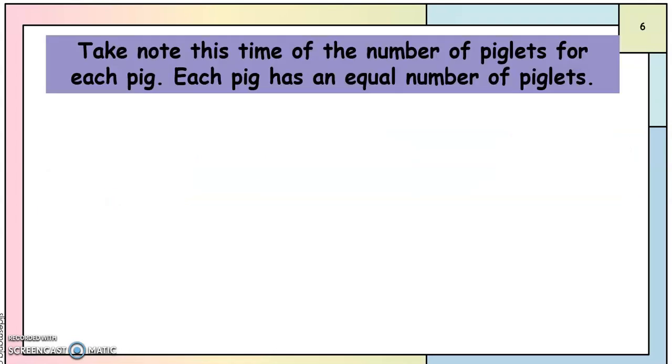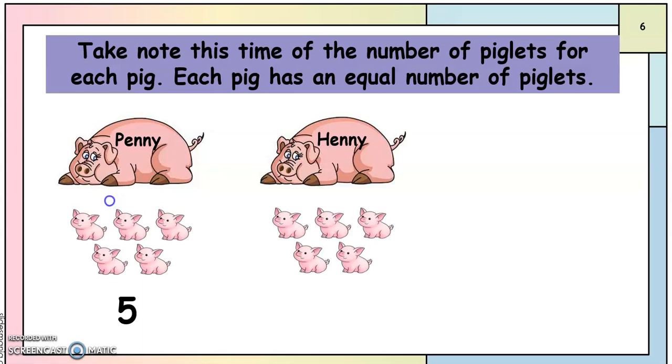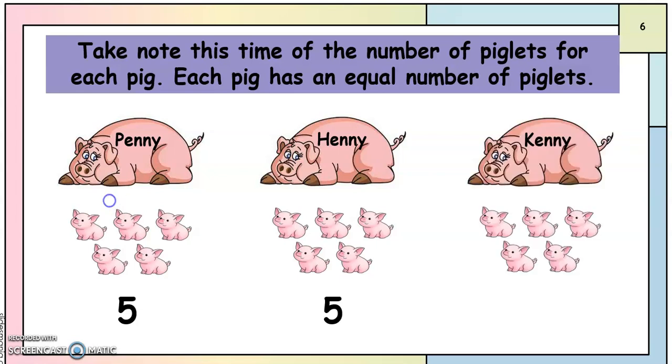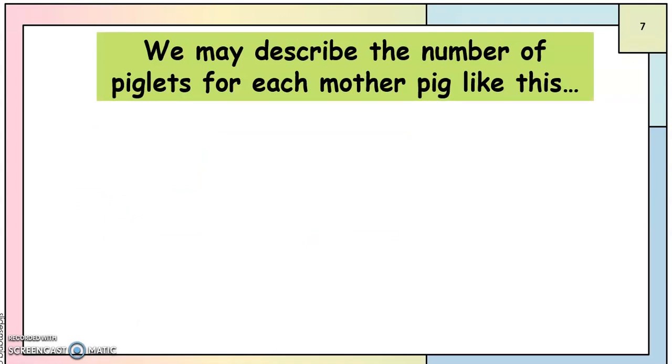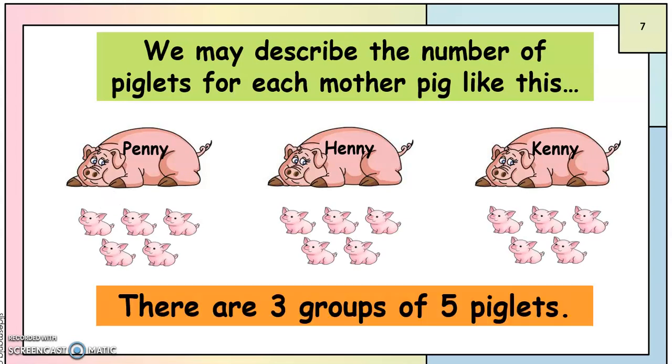Now, this time, take note of the number of piglets for each pig. Each pig has an equal number of piglets. For Penny, she got 5. For Henny, she got 5 as well. And for Kenny, she got 5 also. Now, we may describe the number of piglets for each mother pig like this. There are 3 groups of 5 piglets.